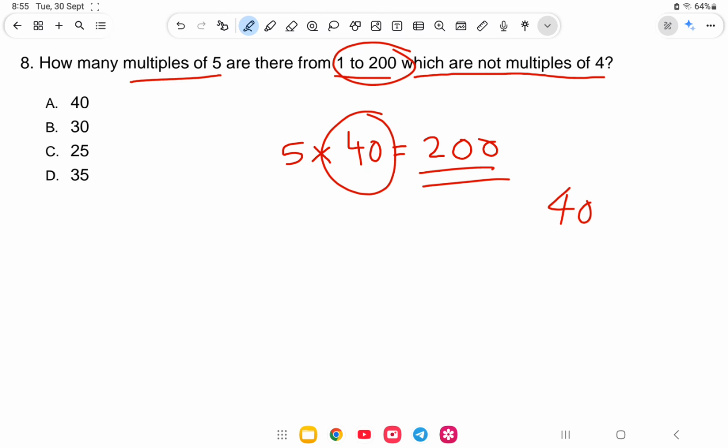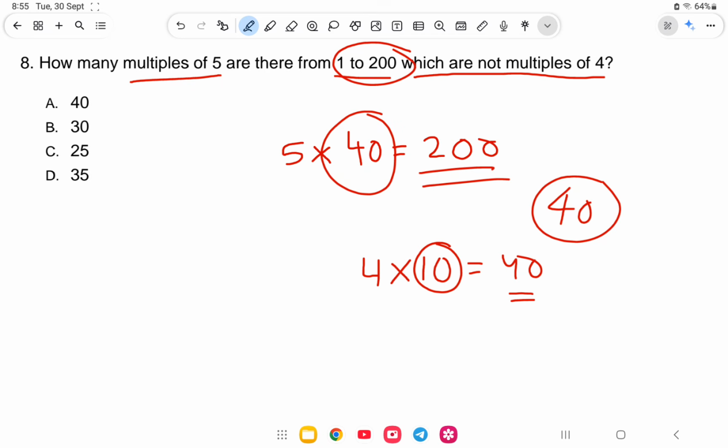Next, which are not multiples of 4? The multiples of both 4 and 5 are the multiples of 20, because 4 into 5 is 20. Up to 200, 20 times 10 is 200, so there are 10 such multiples. So from the 40 multiples of 5 up to 200, we subtract the 10 which are multiples of 4. That means 40 minus 10 is 30.